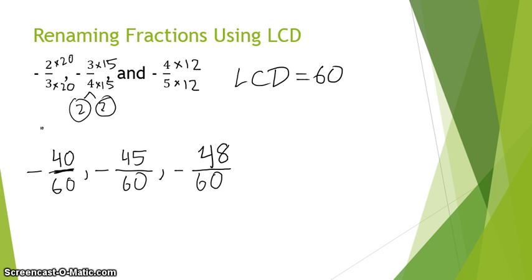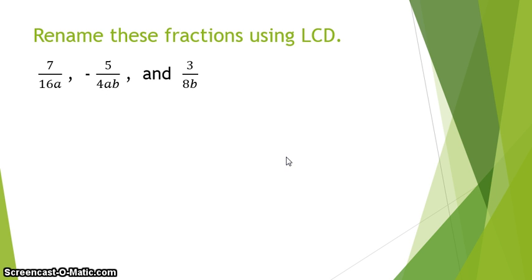So now I have my new fractions. I've renamed them using the least common denominator, which is 60, and they became negative 40 over 60, negative 45 over 60, negative 48 over 60. And notice that since all 3 of my original fractions were negative, all 3 of my new fractions are also negative. So I'd like you to rename these using the least common denominator. Do the best you can, and we're going to come back and check them in a moment.